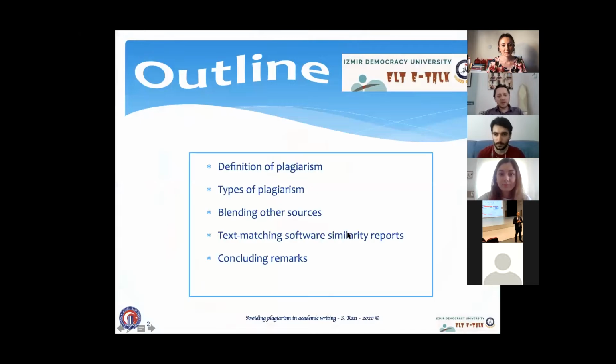Let's see what we are doing today. First, we will try to agree on the definition of plagiarism, so that we will have a common understanding of what we understand from plagiarism. Then we will see different types of plagiarism and how we avoid plagiarism by blending other sources in academic papers, and how we benefit from text matching software. For example, we consider Turnitin as a text matching software, and we will see how we benefit from the similarity reports. We will have related concluding remarks here.